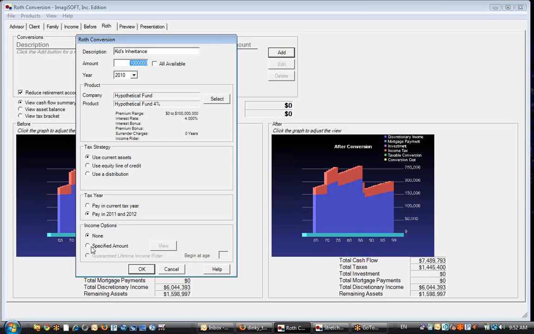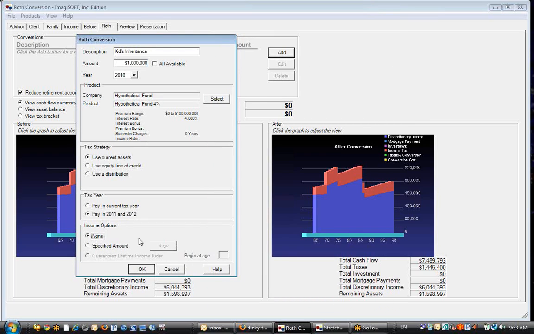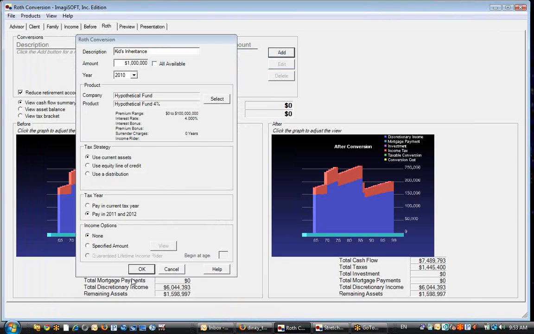And then income options: we can put a specified amount in with one of those from age through age, but we don't want to do that this time. We want to have no income and have the kids get all the money, which this other one here doesn't even allow that option. Most of these simple calculators are all talking about income. They don't give you that option. So let's do that.